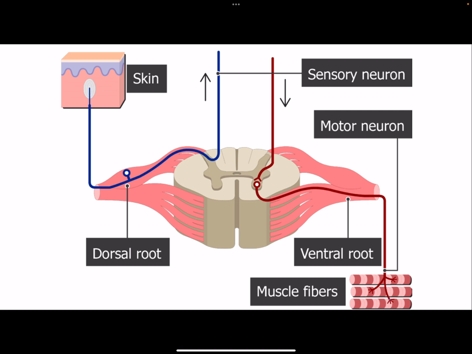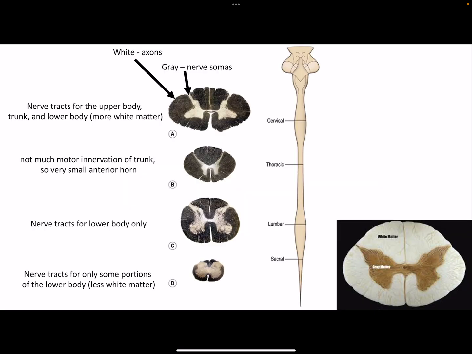All right, so sensory neurons are going to move up. Motor neurons are going to move down. The sensory neurons, though, are going to enter the spinal cord on the dorsal side, and the motor neurons are going to exit the spinal cord on the ventral side. The associated soma, the cell body for the sensory, is going to be the dorsal root ganglion over here, and for the motors, it's going to be in the ventral horn located right there.